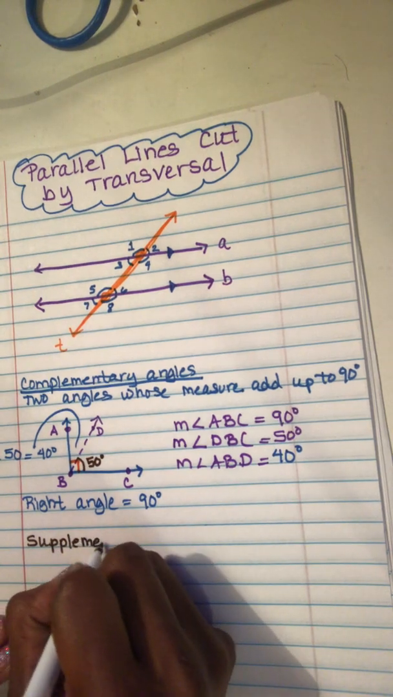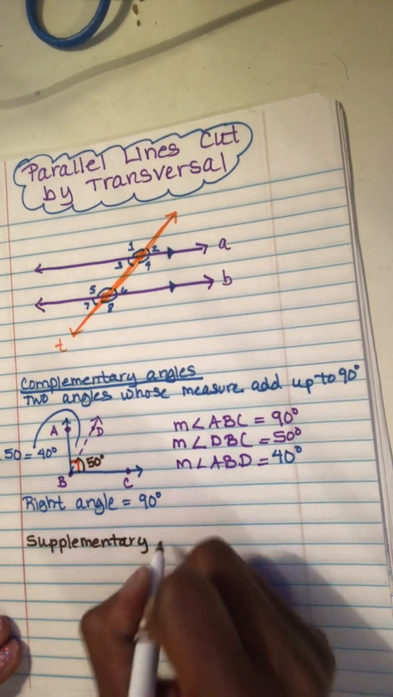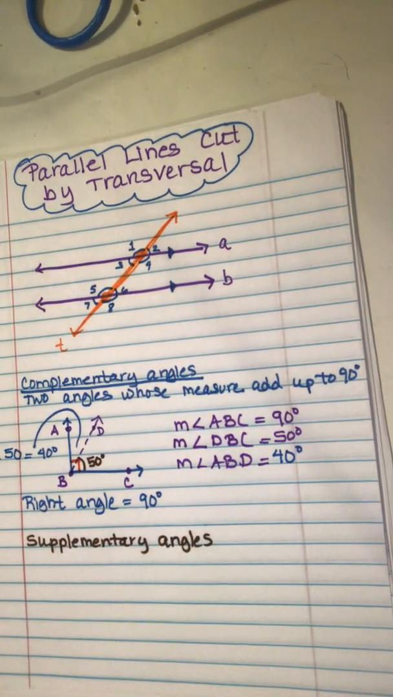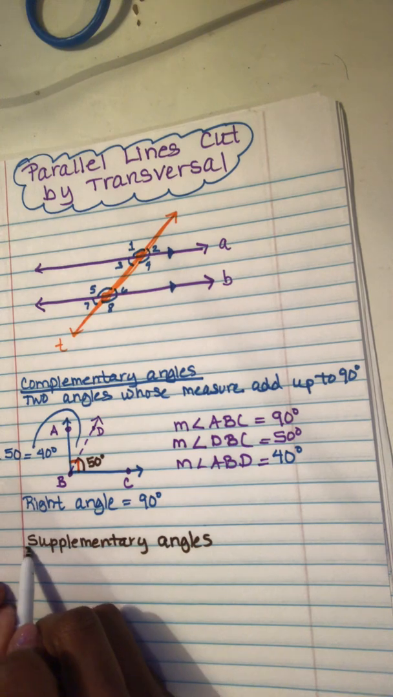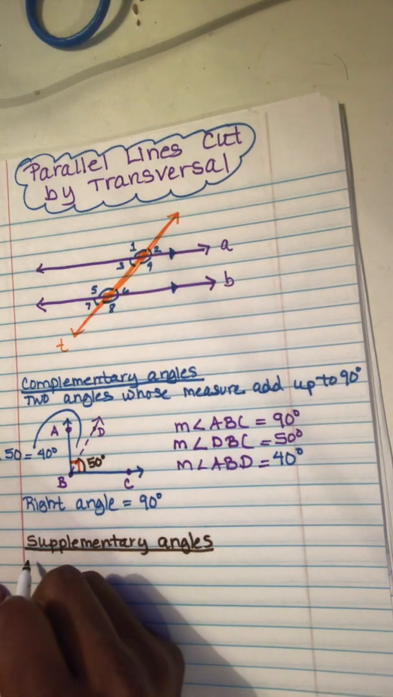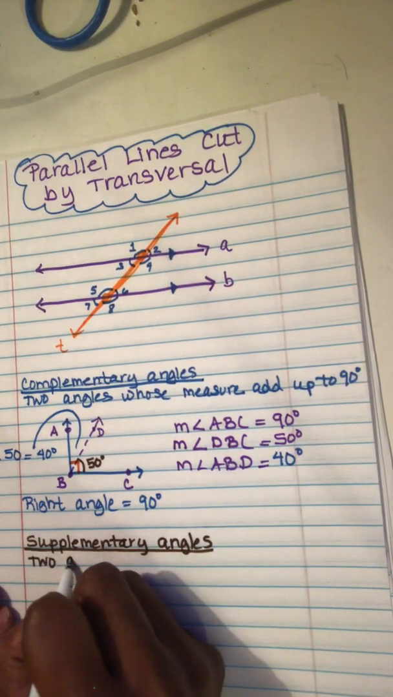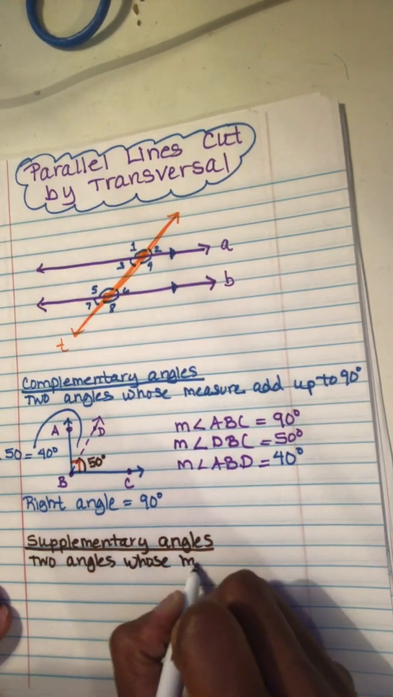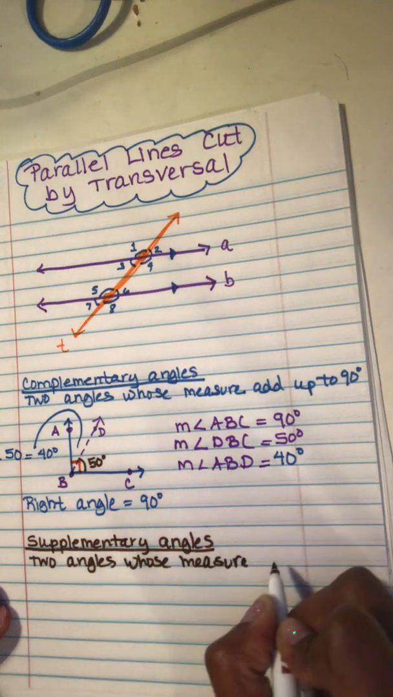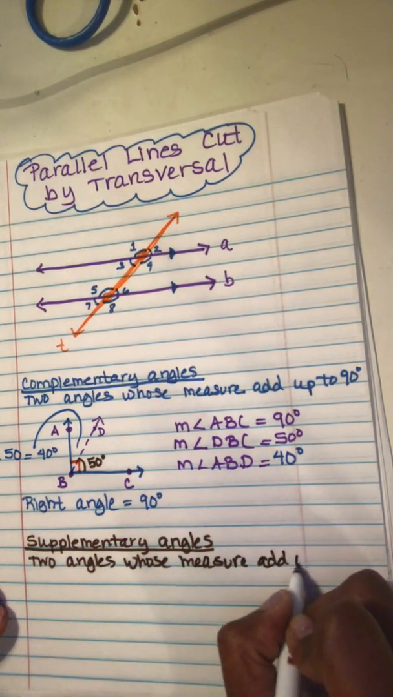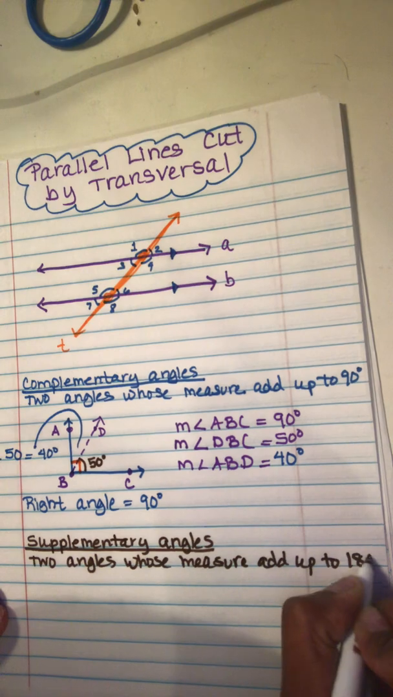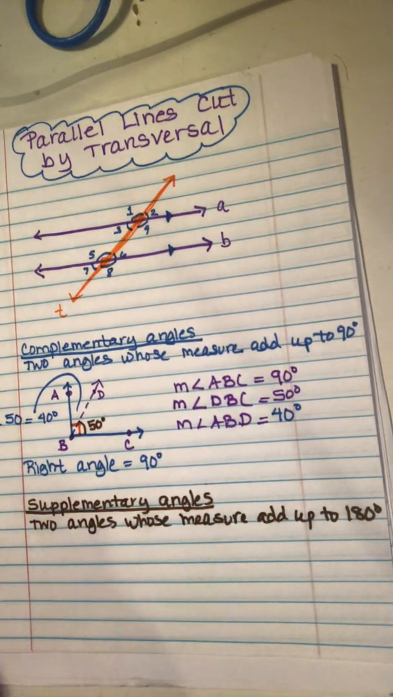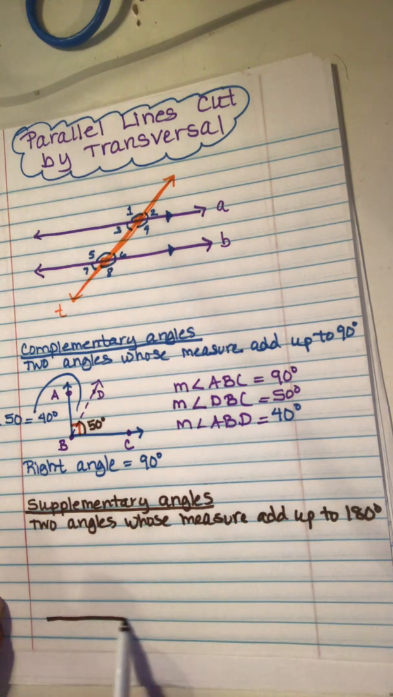All right, so if I was going to double the amount, right, or if I'm talking about a straight line, if I doubled the 90, we would get 180 degrees. So knowing that, would you guess that supplementary angles are two angles whose measures add up to 180 degrees, okay? And 180 degrees, as you guys may know, is a straight line.